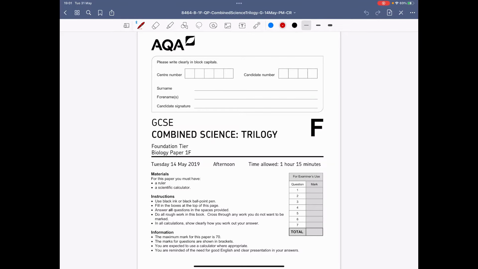Hello everyone, so this is the GCSE Combined Science Trilogy walkthrough for Foundation tier, and this is Biology Paper 1 that was sat by pupils in May 2019. So I'm going to go through and explain how I would have tackled this paper.